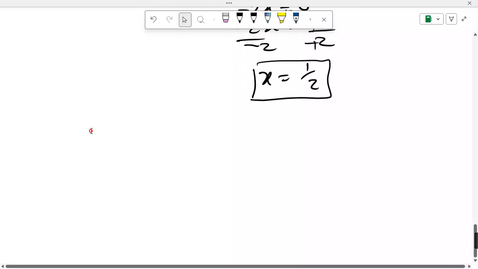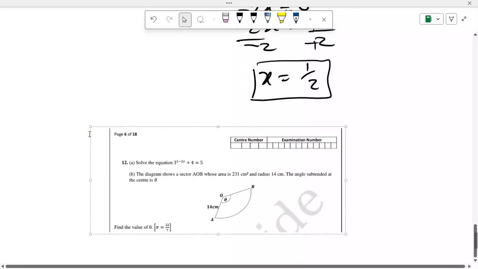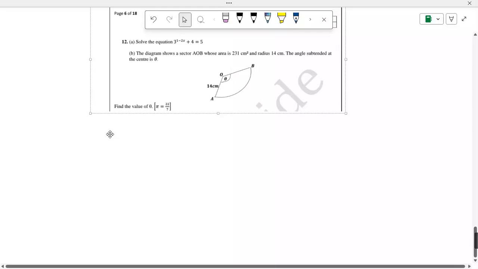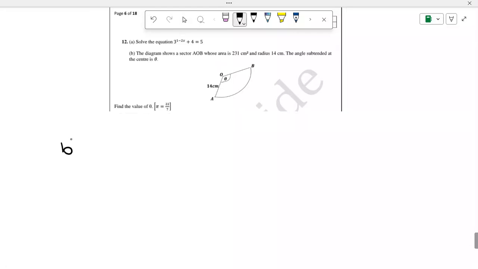So let's solve the last part. The last part is part B. Part B: the diagram below shows the sector AOB. Okay, so AOB, you have a sector.